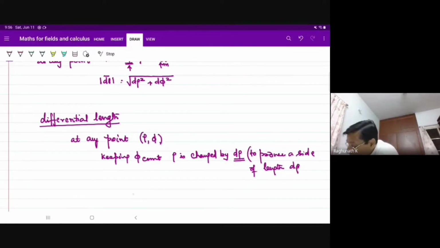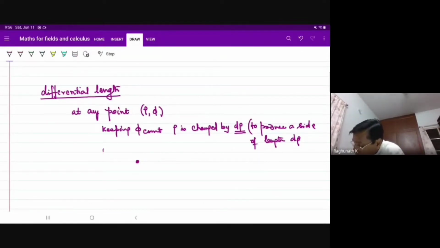Listen carefully. At any point rho comma phi, wherever it is, I'll just take it in the first quadrant when I explain it, I will produce d rho length. At the same point, very, very important now, keeping rho constant, phi is changed by d phi. What is the length of the side produced?